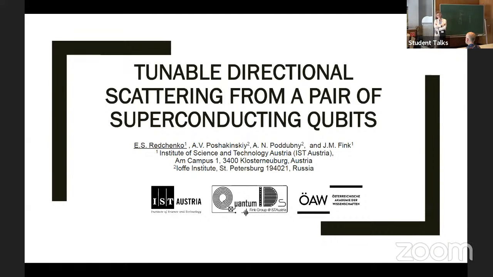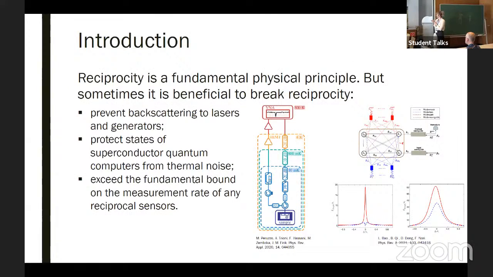So I will talk again a bit off topic. It's going to be about superconducting qubits and creating non-reciprocal devices with a pair of them. So let me start by introducing non-reciprocity. First of all, reciprocity. It's actually a fundamental concept based on PT symmetry or T symmetry, which allows us to predict the behavior of complex systems.